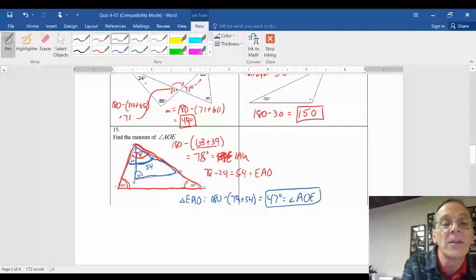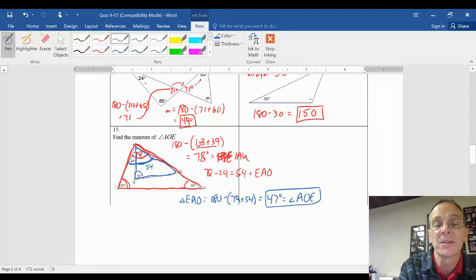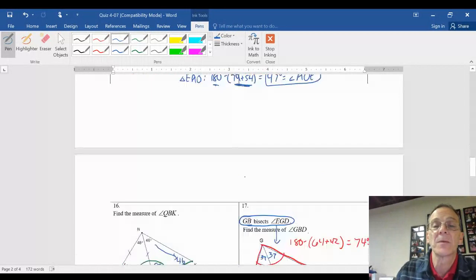And then there's a 79-degree angle inside that blue triangle. So subtract the 79 and the 54 from 180 to get the angle that I asked for right there, which is 47 degrees. Moving on.